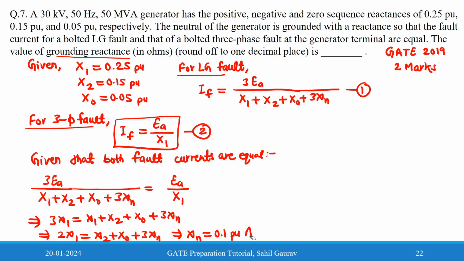So we have to give the answer in decimal. Now we have to find the Z base first so that we can find the actual reactance. So Z base, we all know that. Can anyone tell what is the expression of Z base?